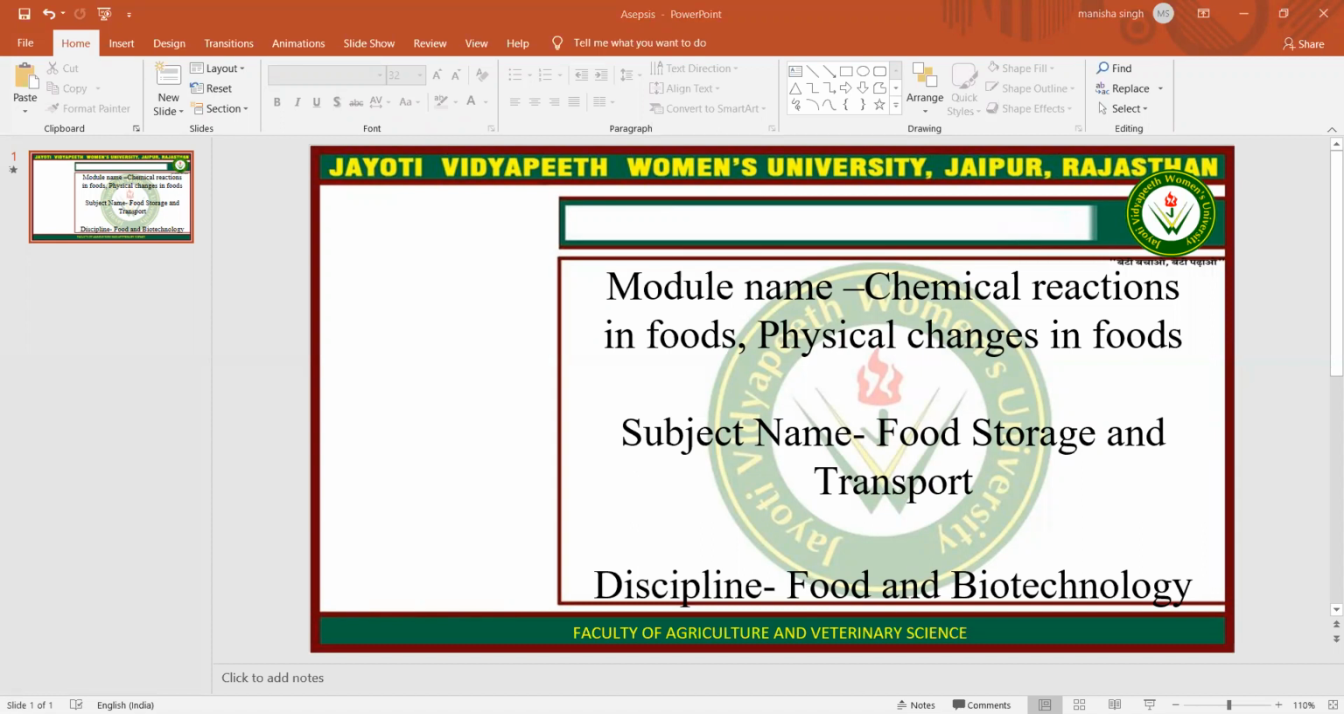Physical changes are the changes that change the physical traits of the substance without making any change in the internal structure. On the other hand, chemical change is one that affects the internal structure of the substance so as to form a new substance. Then chemical reactions in food.